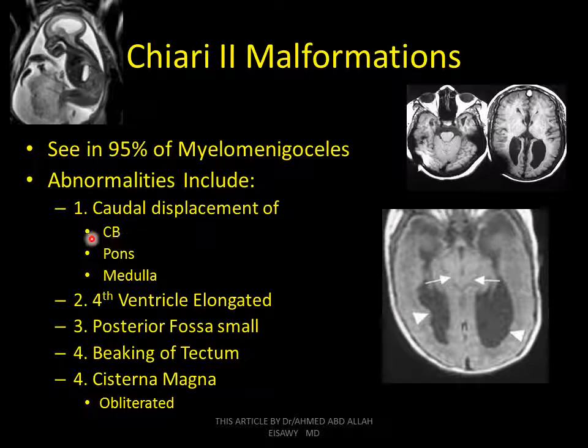Chiari 2 malformations, as we see in MRI of fetus congenital anomalies. Chiari 2 malformations are seen in 95% of myelomeningocele. Abnormalities include caudal displacement of the cerebellum, pons, and the medulla. Fourth ventricle elongated, posterior fossa small, beaking of the tectum, cisterna magna obliterated.